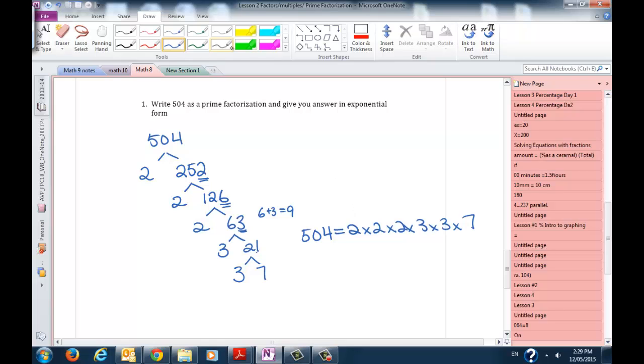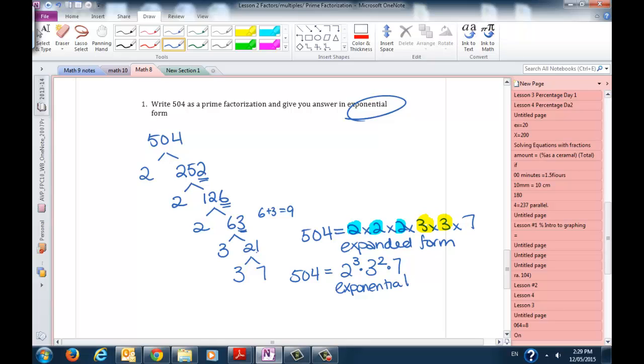So this is expanded form. Now it's asking me for exponential form, so I have 504, and I'm multiplying 2 by itself: 1, 2, 3. So I'm going to write that as 2 to the power of 3. 3 is being multiplied by itself twice, so I'm going to write that as 3 squared, or 3 to the power of 2. And I've got multiplied by 7 at the end. And this is what we call exponential. You might also see it as index form.